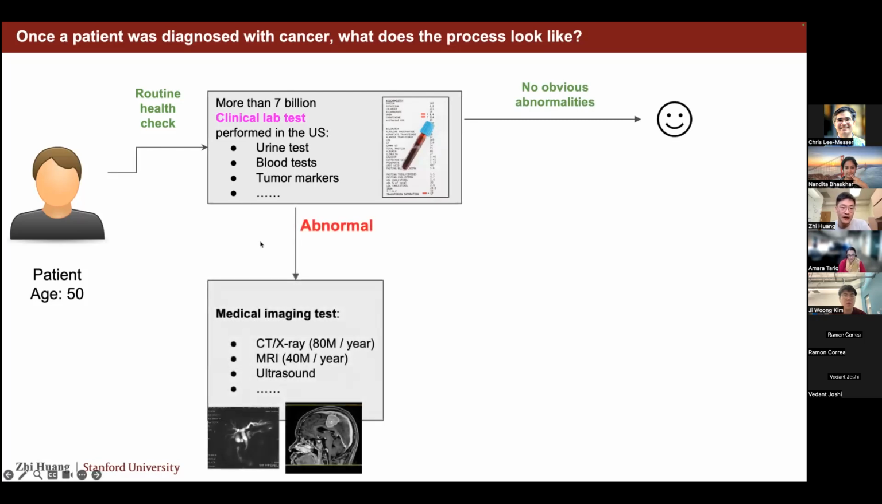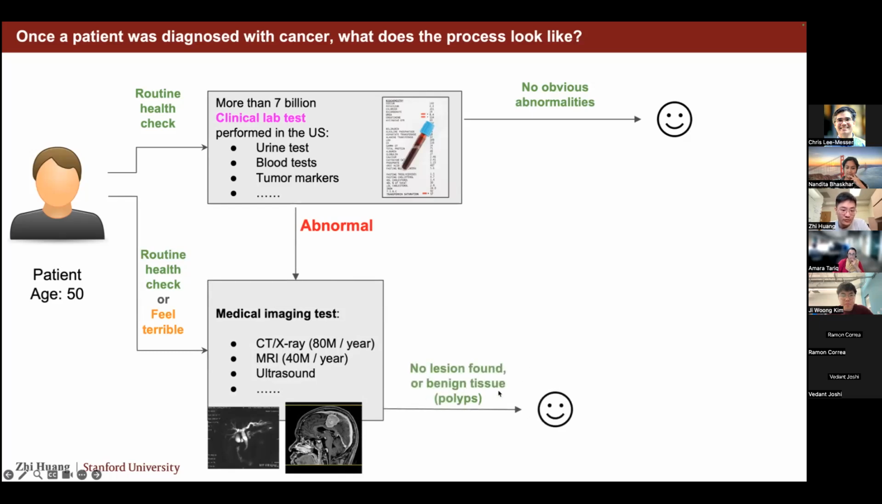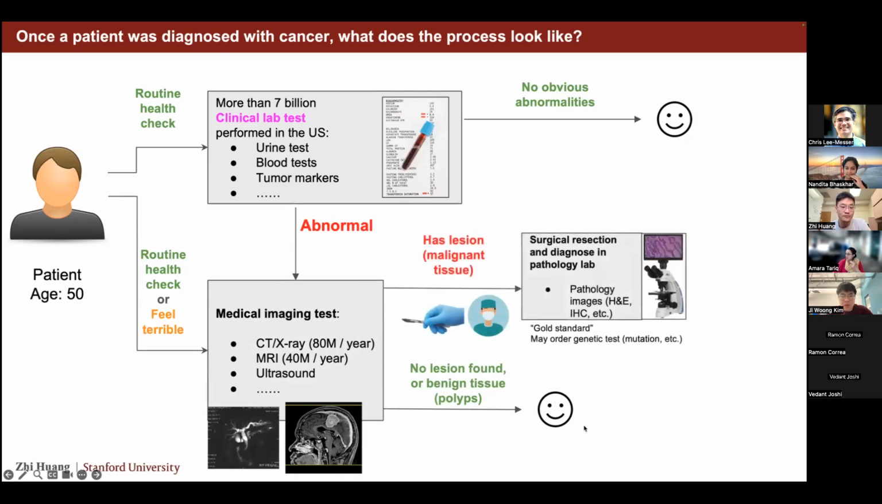But if the blood test suggests some abnormality, or if the routine health check, or if that patient feels terrible, the radiology report might suggest something wrong in their body, some pattern in the body. And if the radiologist suspects it's a cancer, the patient might go to an additional surgery. If the surgery finds no lesion, or if the finding is benign tissue, then it is all well. But if it has a lesion or malignant tissue, that means it could be cancer, right? It could be a bad signal.